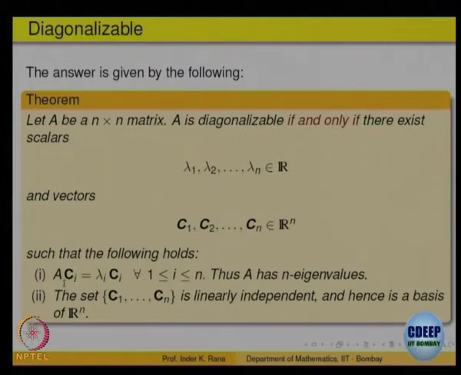First, A applied to the vector Ci is lambda i Ci, and this essentially says that the scalar lambda i is an eigenvalue and Ci is an eigenvector for that eigenvalue. And the diagonalizability is captured by the fact that the set of these eigenvectors C1, C2, ..., Cn is a linearly independent set and hence forms a basis for R n. There are n vectors which are linearly independent and form a basis. So, let us just run through the proof again.